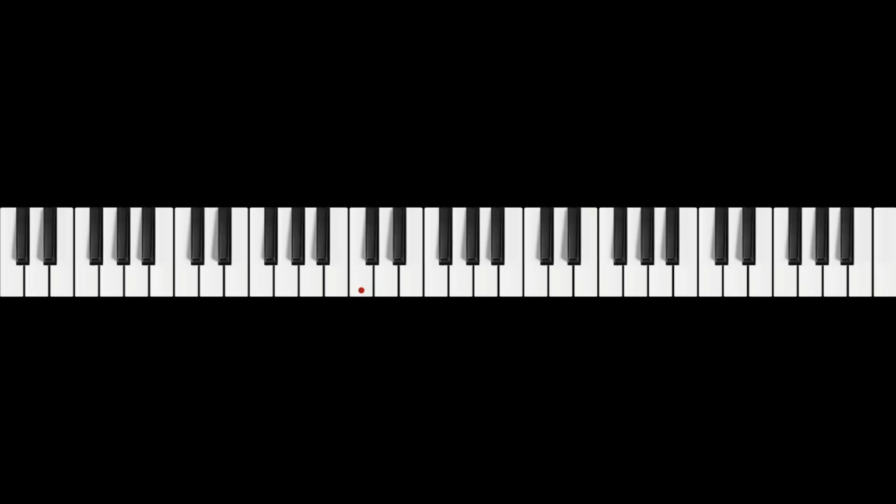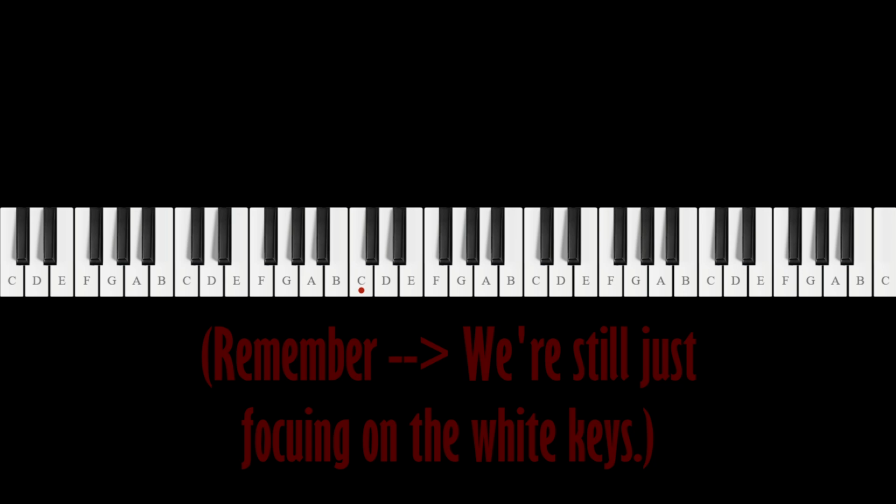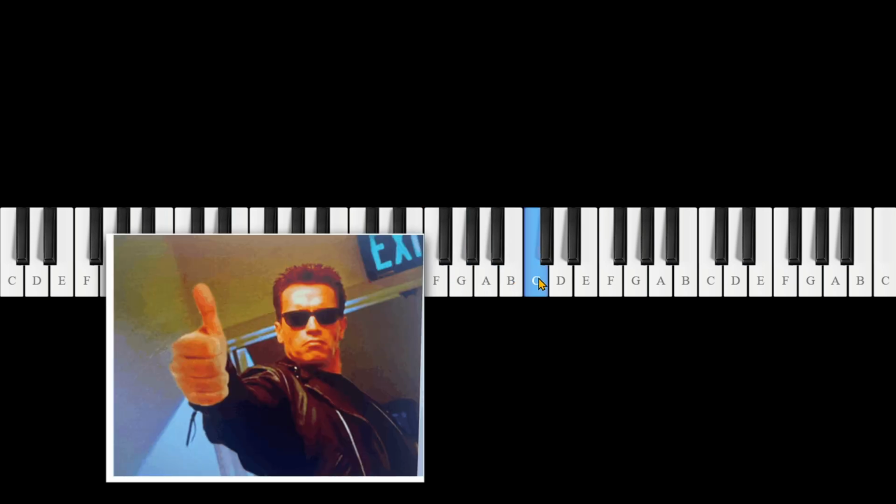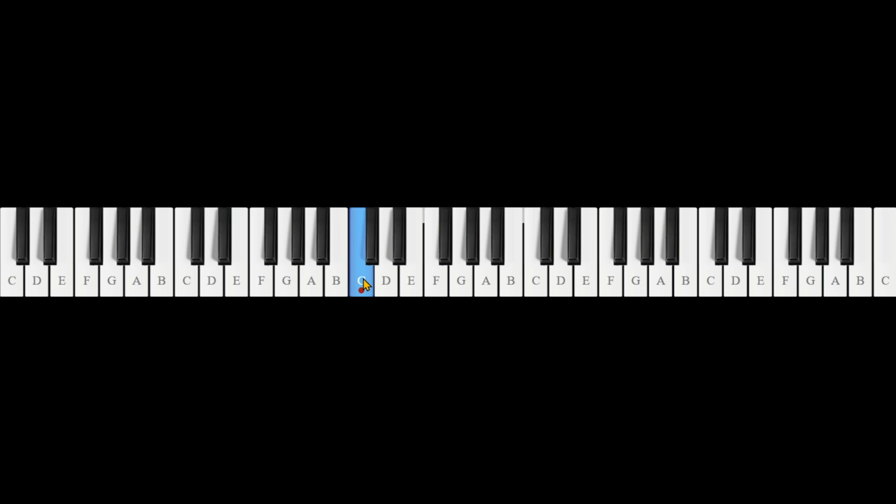This letter sequence repeats itself across the length of the keyboard. So if we play middle C and walk up the white keys all the way to B, the next note we hit will be a C again, but this one's higher pitched than middle C. If I were to step down the same amount of white notes, I would again hit another C, but this one would be lower in pitch.